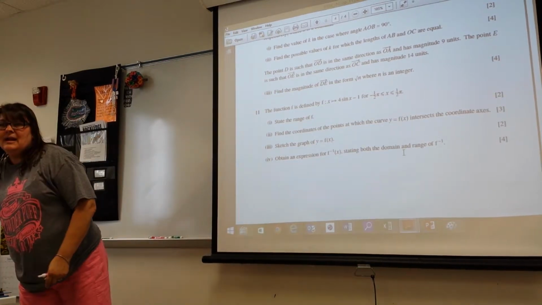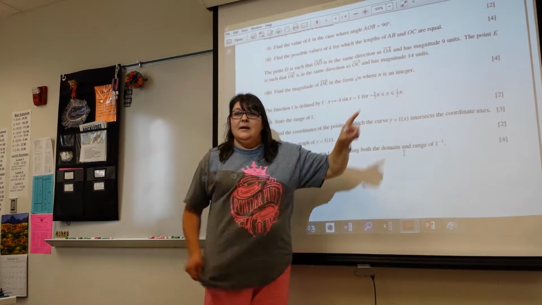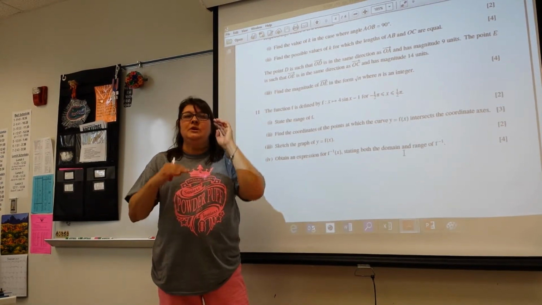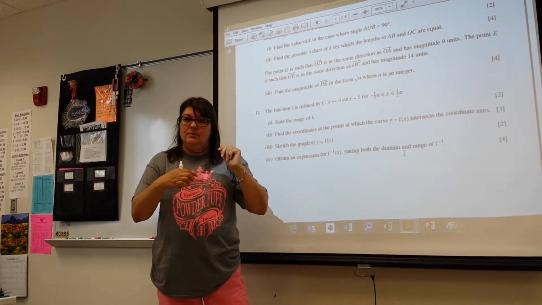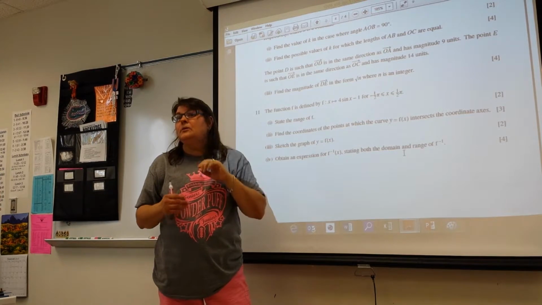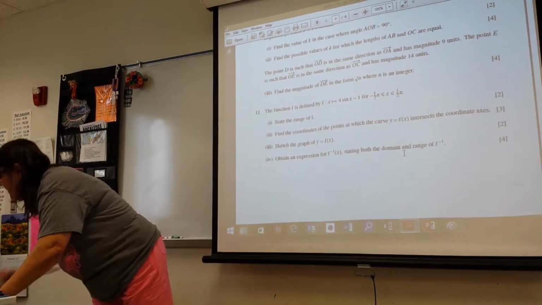If the domain at the beginning had strictly said less than and less than, then you could say negative 5 to 3, but you wouldn't use less than or equal to. You would just use less than. But for this, we do use less than or equal to. So there's your range. Now let's move on.